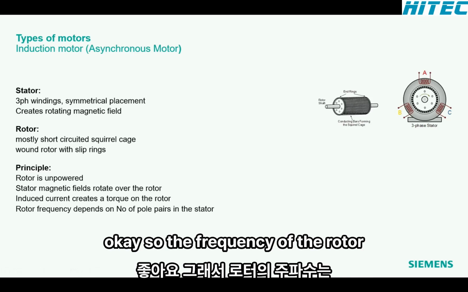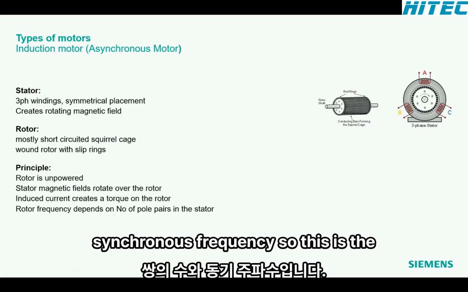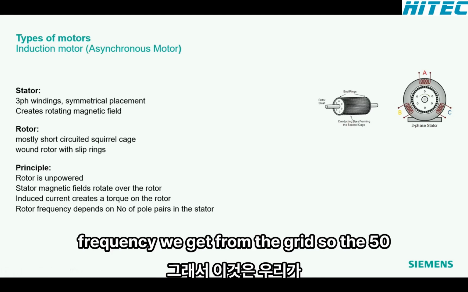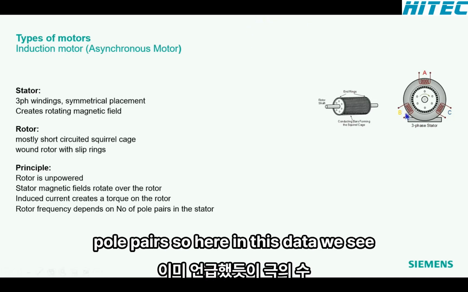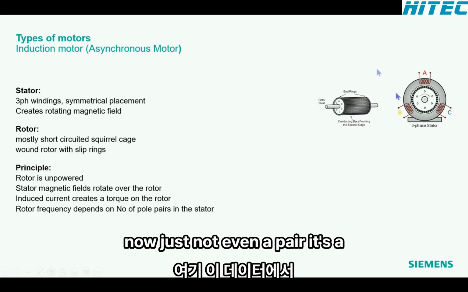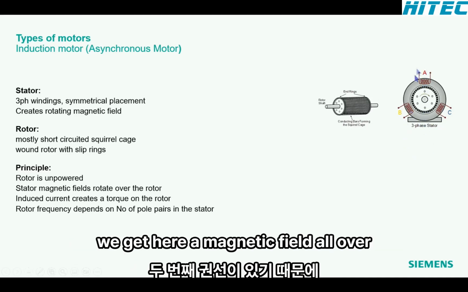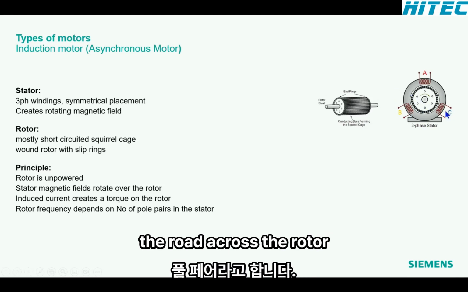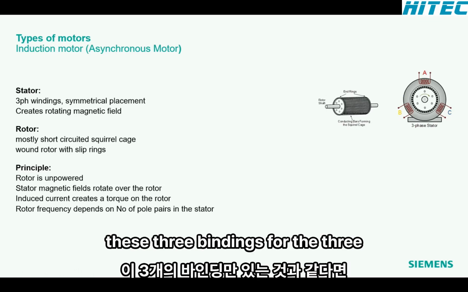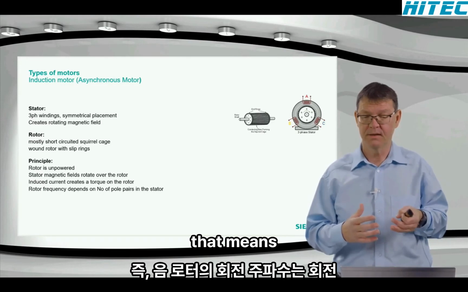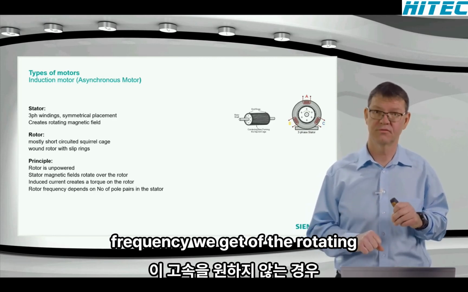Okay, so the frequency of the rotor depends basically on two facts. One fact is the number of pole pairs and the other the synchronous frequency. This is the frequency we get from the grid, so 50 or 60 hertz normally. And as I already mentioned, the number of pole pairs. Here in the stator, we see not even a pair. It's a simplified drawing, so we see just one winding. Normally we say pole pair because we have a second winding, so that we get a magnetic field across the rotor. And if we have just these three windings for the three phases, then we say we have one pole pair. That means the rotating frequency of the field is approximately the synchronous frequency we get.